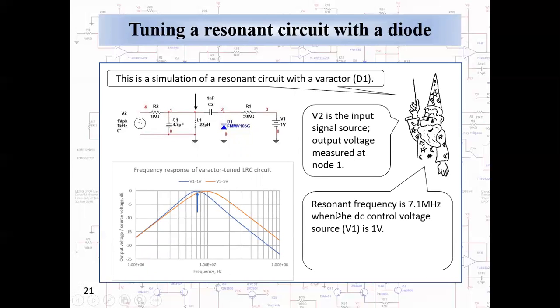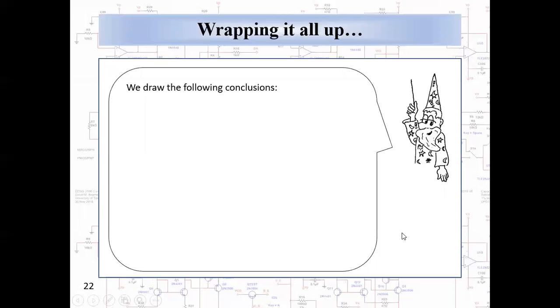And these are plots of the resonance peak of this LRC circuit. The resonant peak is at 7.1 megahertz when the DC control voltage is 1 volt. But at 5 volts, it shifts to 9.5 megahertz. So we draw the following conclusions here.